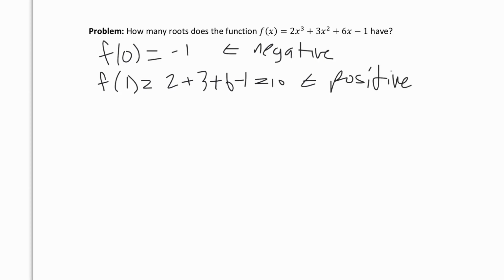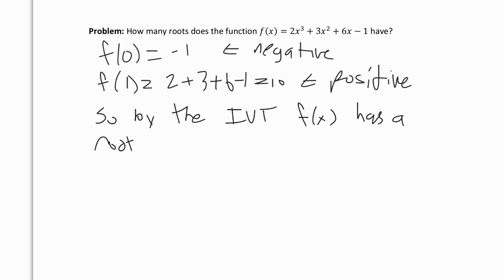Well, we know that if the function goes from negative to positive, what that means is it was down here below the x-axis and then over here above the x-axis, and so at some point it crossed the x-axis. So the intermediate value theorem tells us there has to be a root. So we can say, by the intermediate value theorem, or IVT for short, f(x) has a root between 0 and 1.